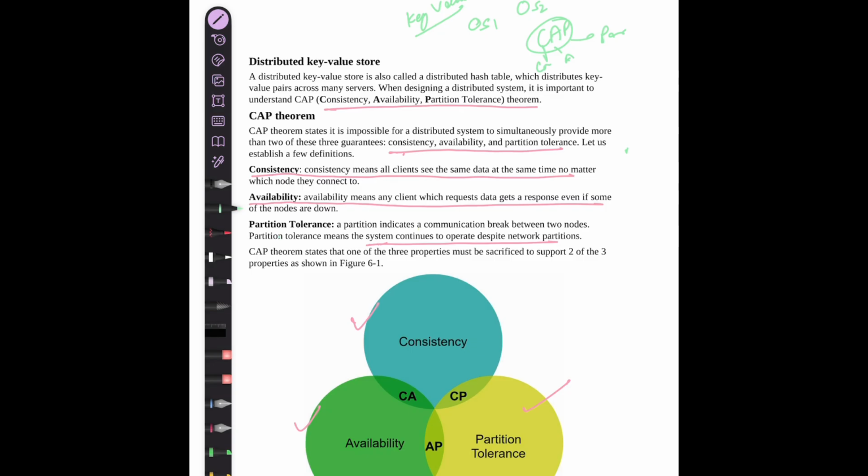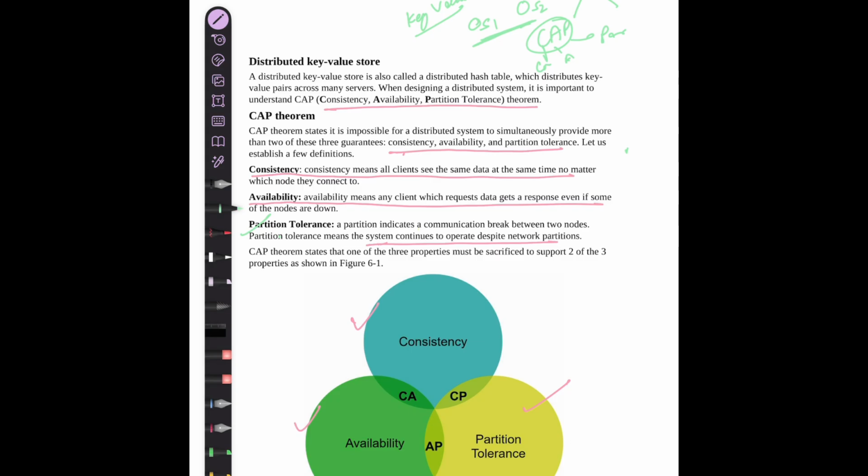What is partition tolerance? Suppose you are dealing with three nodes S1, S2, S3, and at a given time S3 goes down, still you will be able to get the response from S1 and S2. The system continues to function. So these are the three things that you need to keep in mind.